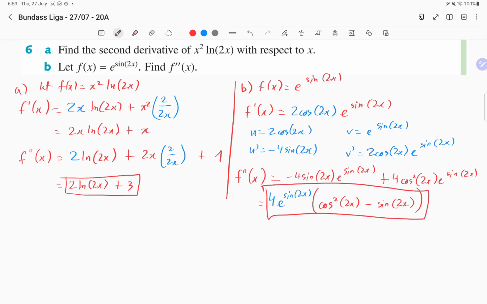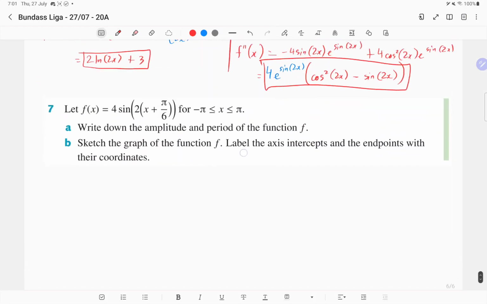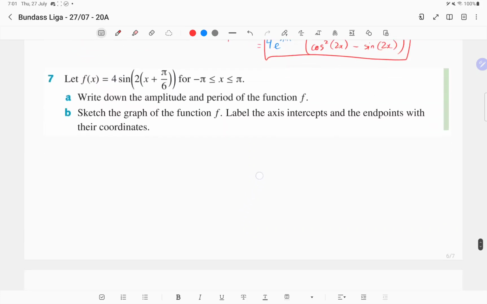Technically it should have taken you guys only this long to do question 6A. Let's see how much you guys remember from a sine equation.